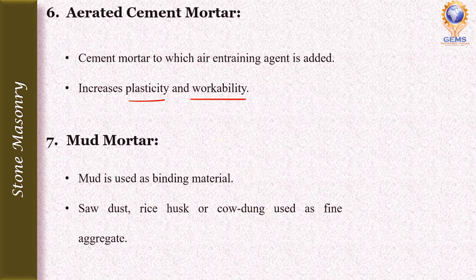And the last one is mud mortar. In this type of mortar, mud will be used as a binding material, and sawdust, rice husk or cow dung will be used as a fine aggregate. This mud mortar is very useful where lime or cement is not available in a particular area. Then we will go with the mud mortar. So these are the types of mortar that we are going to use in stone masonry.